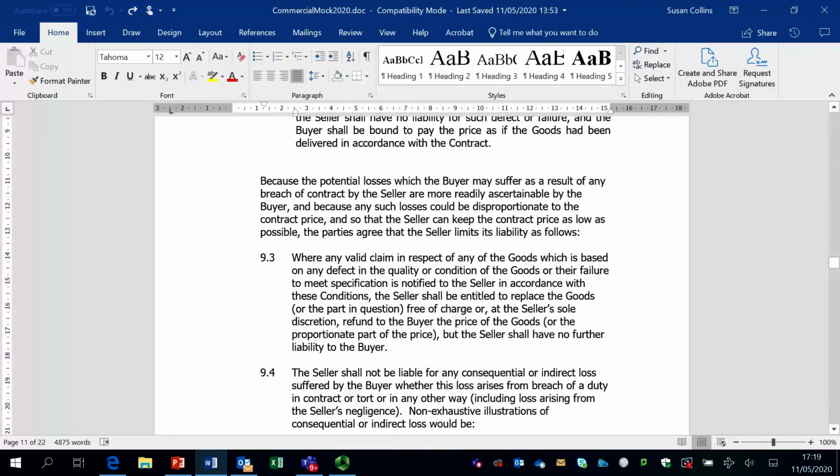I've just realised when talking about 9.3, what I didn't mention was the rubric. I mentioned that the first time round. When you're looking at the reasonableness of clause 9.3, one of the factors would be the rubric. That's RUBRIC, the wording immediately above, because of the potential losses which the buyer may suffer, the seller limits its liability as follows. That bit, that's been put in to try and make 9.3 and 9.4 seem more reasonable. So just to make you aware of that.